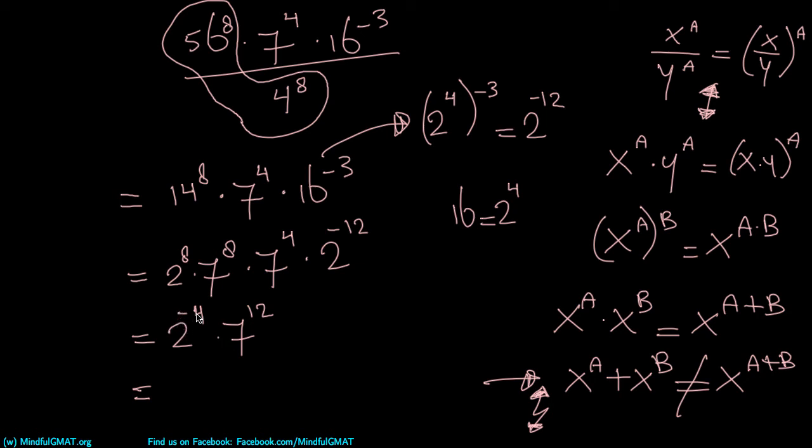Having a minus sign with the exponent, it means that you actually need to divide by that exponent. So we get 7 to the power 12 divided by 2 to the power 4, and that's actually answer C.